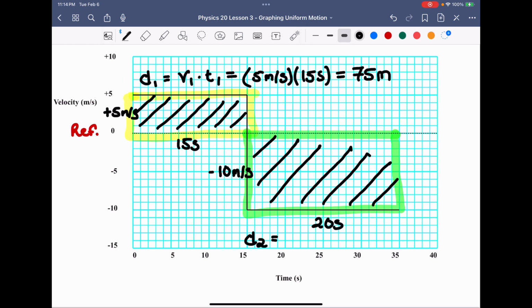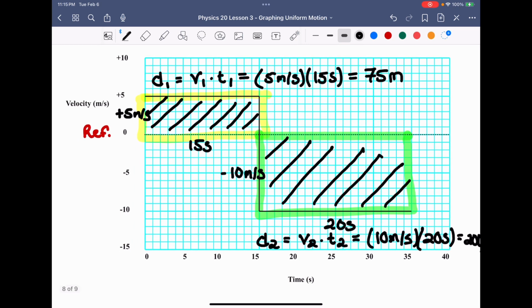D2 is equal to V2 times T2. This is equal to, again, no signs here because we're just talking about scalar amounts, times 20 seconds. This is going to give me 200 meters. And let's see if I can squeeze it in here. Oh, it's close. Yeah, okay, perfect. We're going to settle with that.